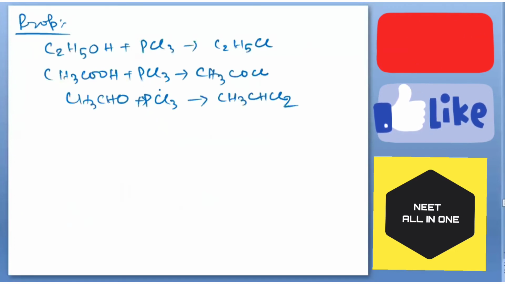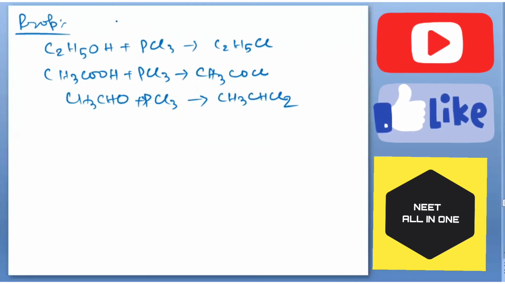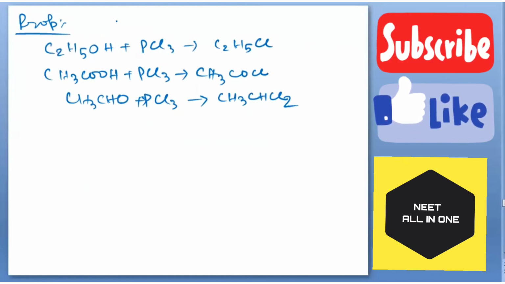Now properties, as we know in organic chemistry, to form haloalkanes from alcohol, or we can say from acid or aldehyde, we use PCl3. That is C2H5OH plus PCl3 gives us C2H5Cl. CH3COOH plus PCl3 gives us CH3COCl. CH3CHO plus PCl3 gives us CH3CHCl.